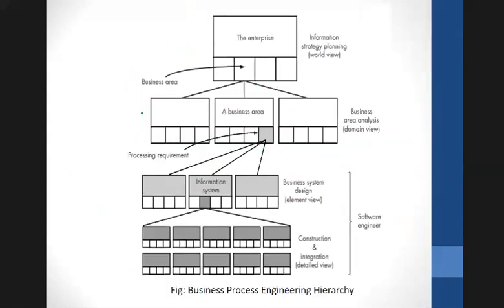Now this is the diagram of the business process engineering hierarchy, the BPE hierarchy. We have already seen this diagram in the previous class also. The first view is called the worldview. This worldview is achieved by the information strategy planning, that is ISP. Within this information strategy planning, it is going to view the entire business as one enterprise. That is why within the worldview you're giving the name as one entity, one enterprise. You're going to see it as one whole.